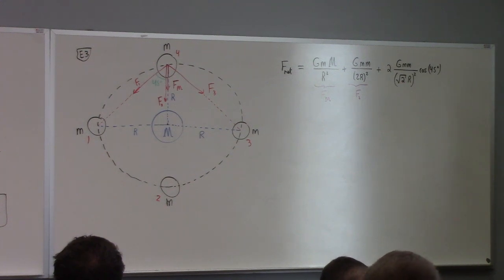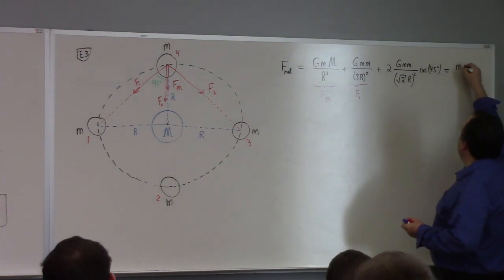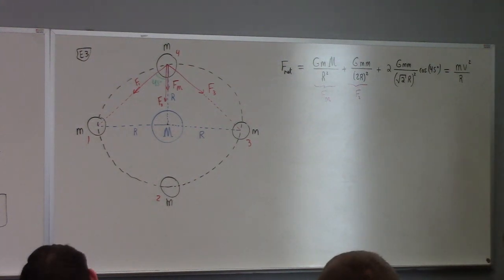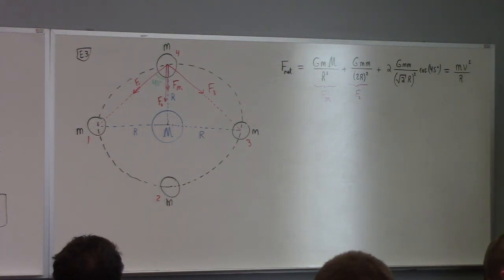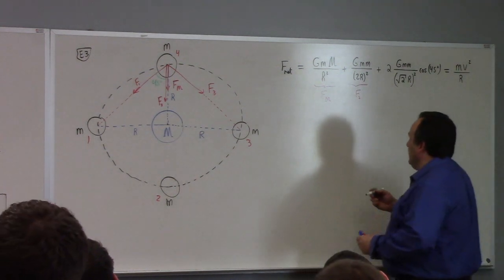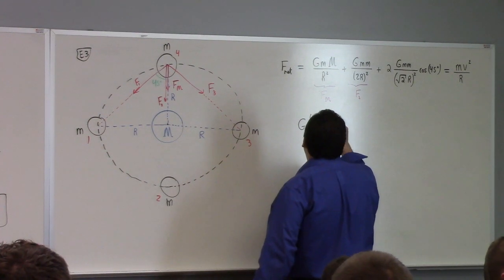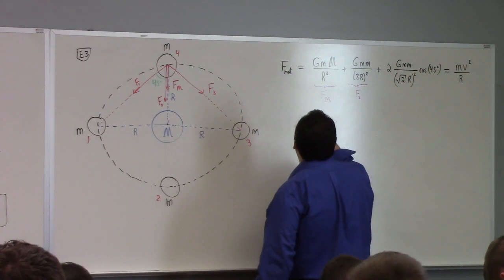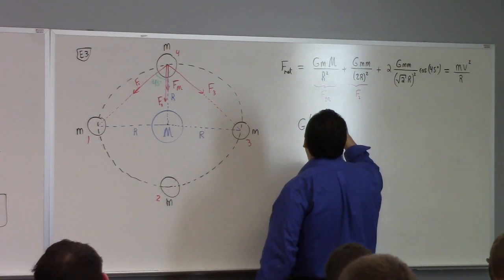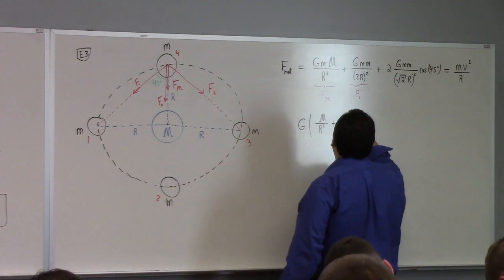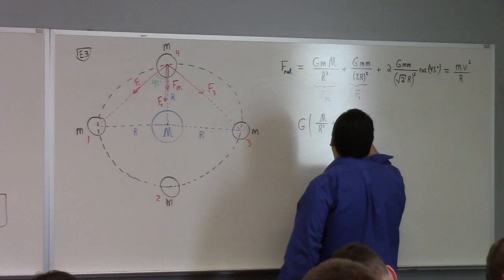Where are we? I think that's it for the forces. And so, of course, all of this is just equal to mv squared over r, because it's going in a circle. So the net force is mv squared over r, as we derived back in the day. So the m's are canceling, and you can factor a G out. You got yourself a big G, and big M over r squared, plus little m over 4r squared.